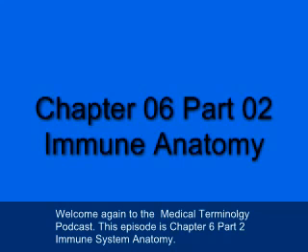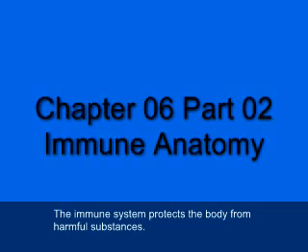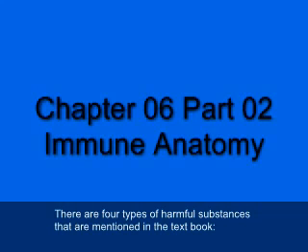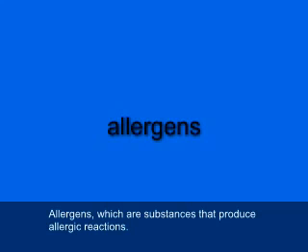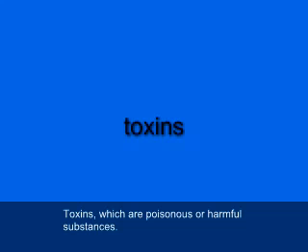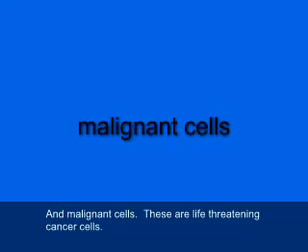This episode is Chapter 6, Part 2, Immune System Anatomy. The immune system protects the body from harmful substances. There are 4 types of harmful substances that are mentioned in the textbook: pathogens, which are disease-causing organisms; allergens, which are substances that produce allergic reactions; toxins, which are poisonous or harmful substances; and malignant cells. These are life-threatening cancer cells.